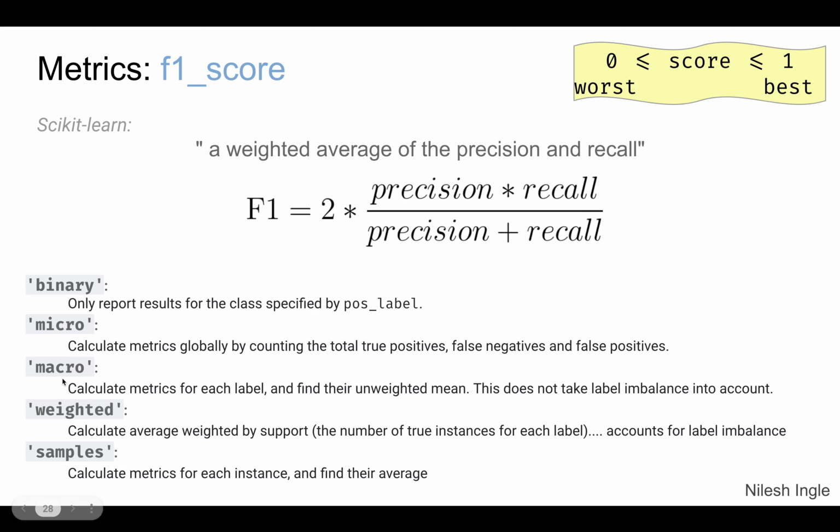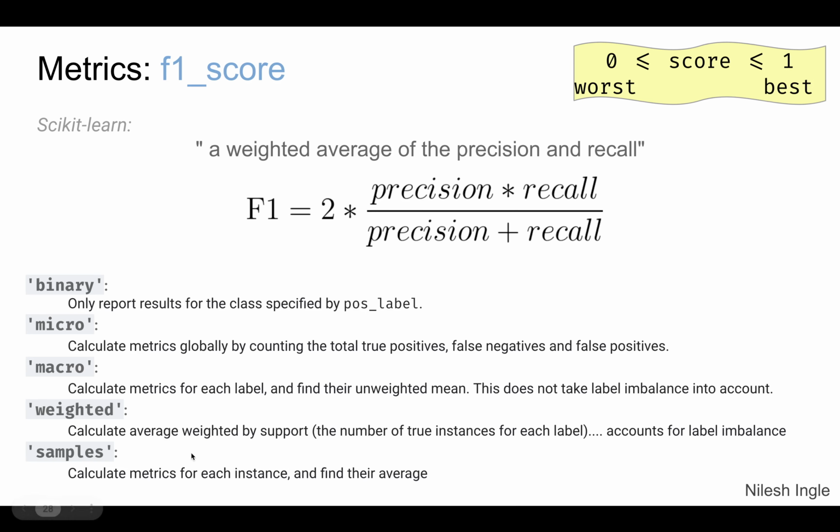And then for macro, it takes into account the imbalance in the data set. Weighted calculates the average weighted by support and also accounts for imbalance. Then samples calculates the metrics for each instance and then finds their average.